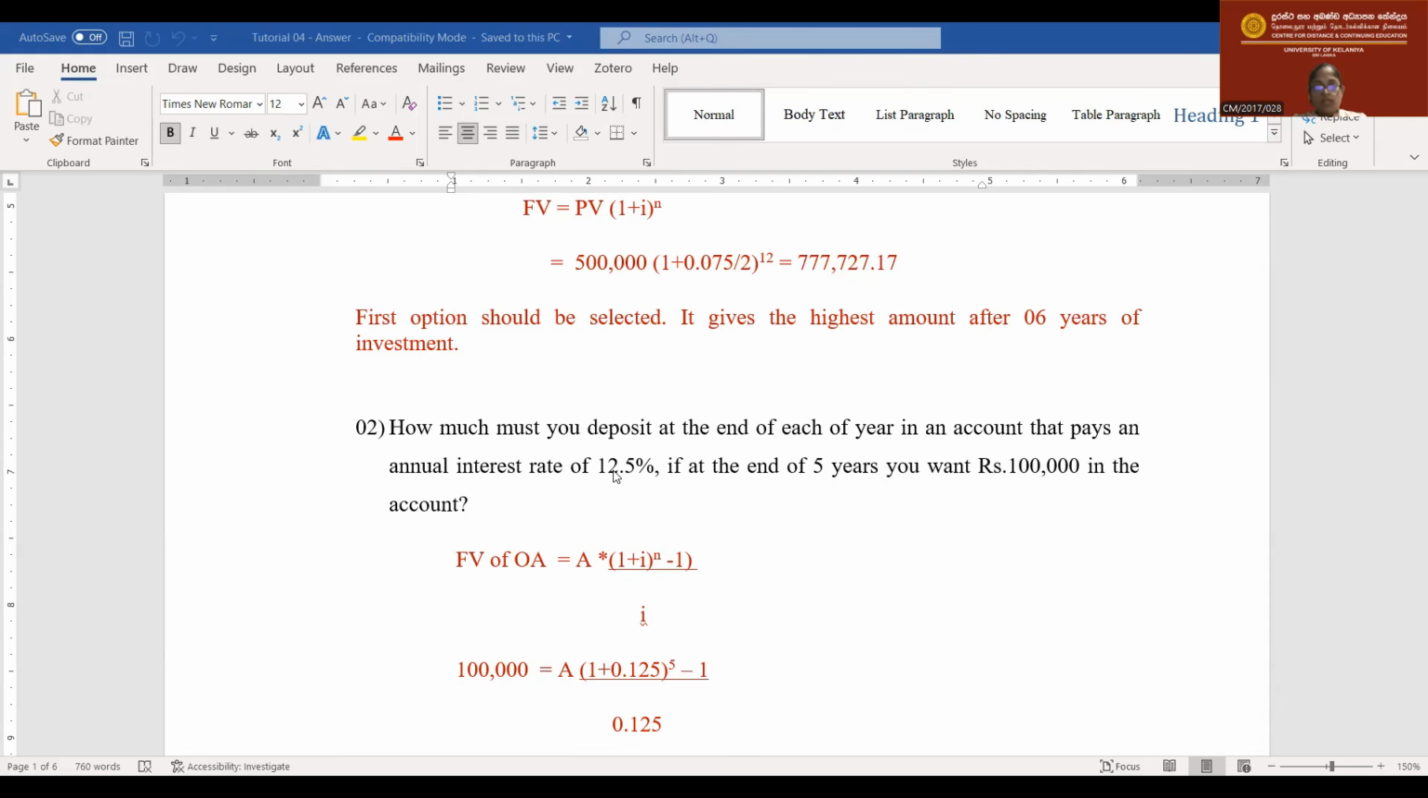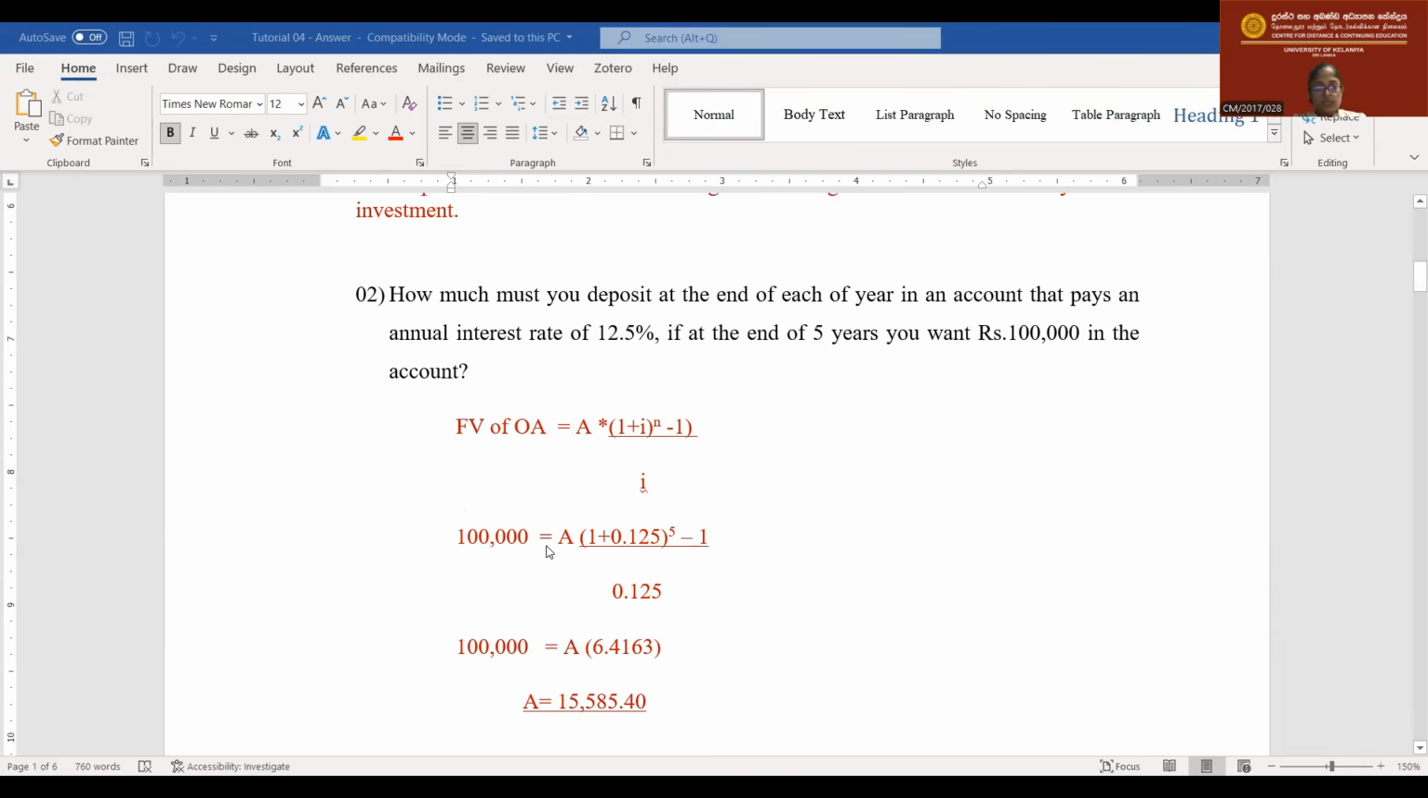What about i? i is 12.5%. What about n? It's 5. That's it, right? Is there any compounding adjustment? No, there is no compounding adjustment here. Then 100,000 equals A, which is what we have to find because it asks how much we must deposit at the end of each year, times the bracket 1 plus our interest rate 0.125. How did it come? 12.5 divided by 100, right? 0.125, to the power of 5, only 5 years, minus 1, divided by 0.125.